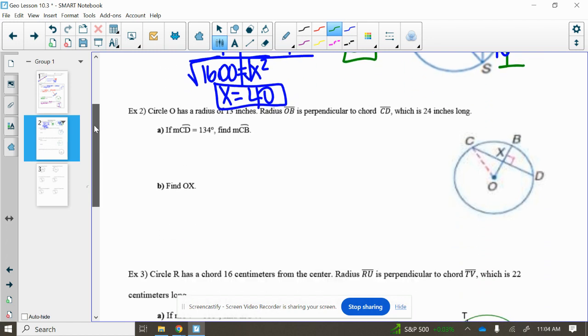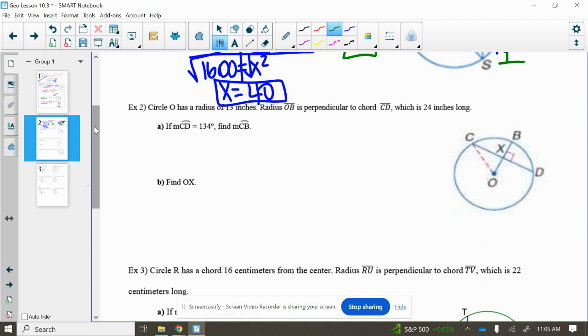In our next example, we are given a circle O, which has a radius of 13. And again, we are given it is perpendicular to that chord. So a reminder, that means our chord, which they're telling us is 24 inches long, would have to be bisected if we want just these little individuals because of that right angle. So these would both be 12 and 12. And again, they gave us that our radius this time, so C to O, is 13.